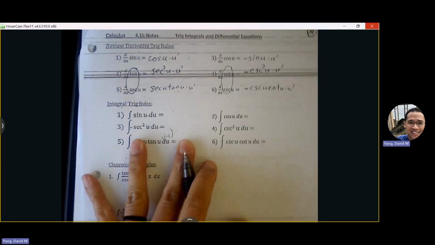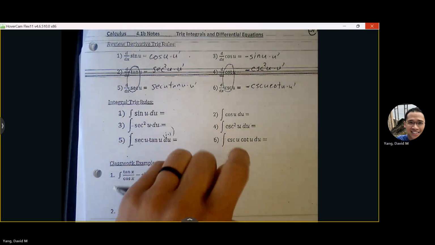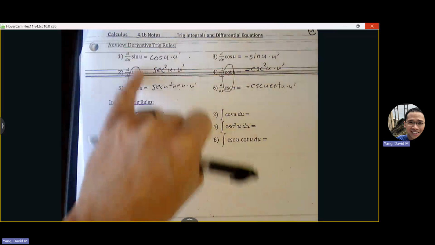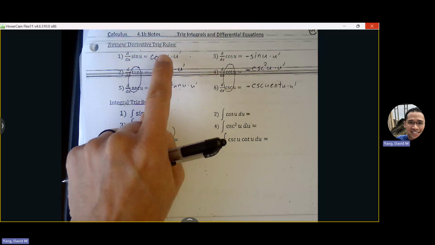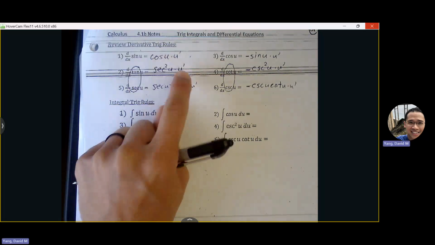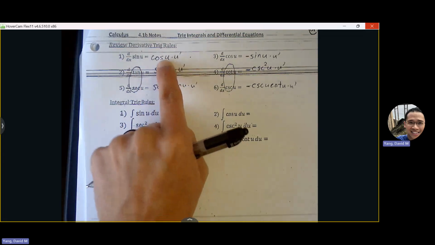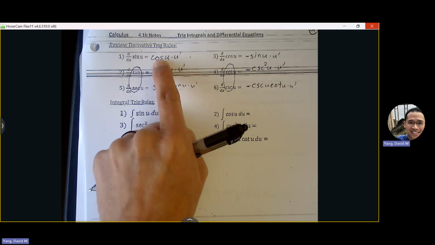So my suggestion is that you don't feel like you have to memorize a new set of integral trig rules. My suggestion is you just memorize the 6 derivative rules and just know that your antiderivative is just working backwards from your derivative rule to your original function rule. So let me ask you this. If the derivative of sine is cosine, what's the antiderivative of cosine? Sine, right?